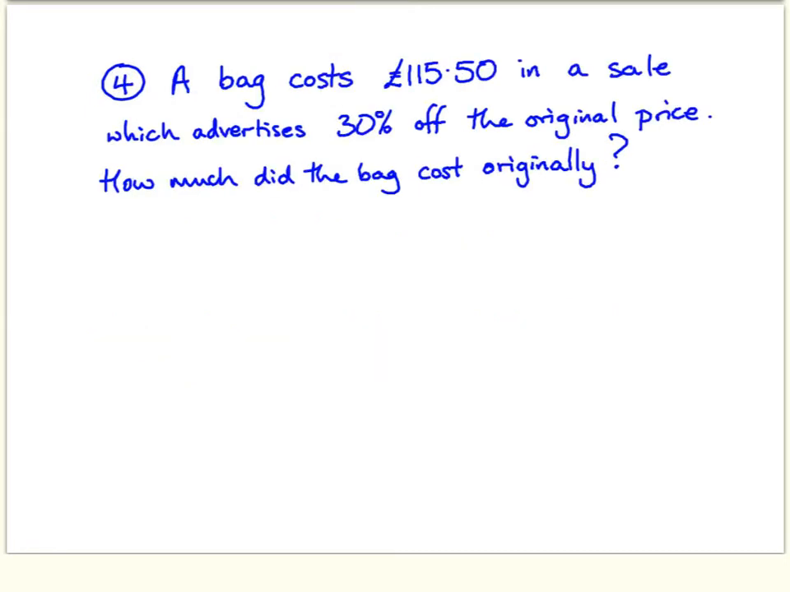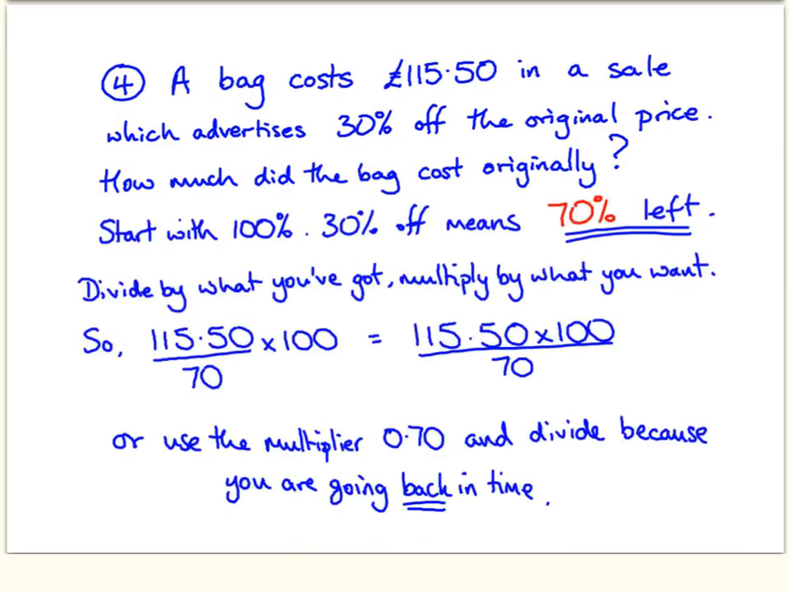Now, next one. A bag costs £115.50 in a sale, which advertises 30% off the original price. Now, the important thing here, folks, is to make sure you know what is happening here. You always start with 100%. Right, 30% off means 70% left. That's why we've got this here. There's two ways to do it.